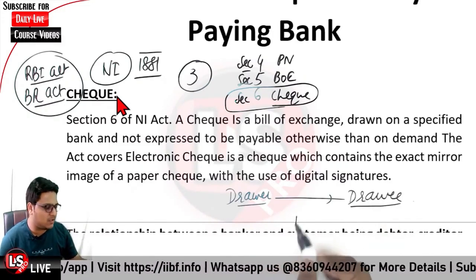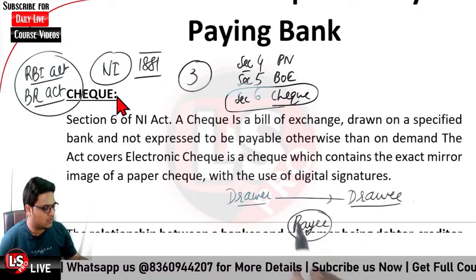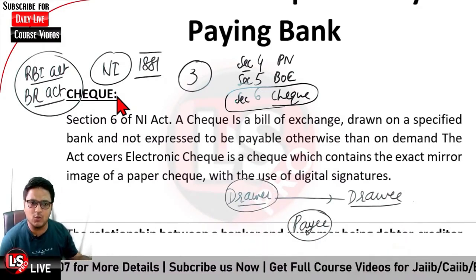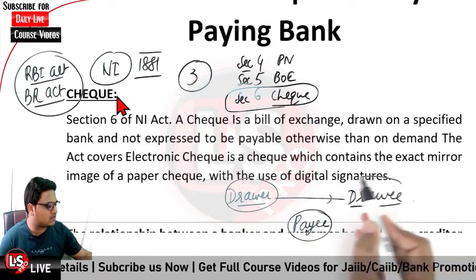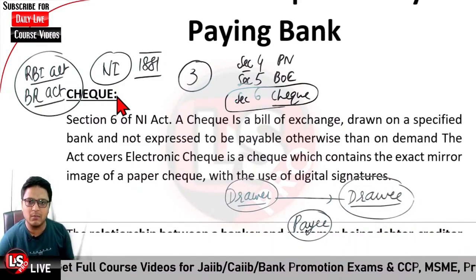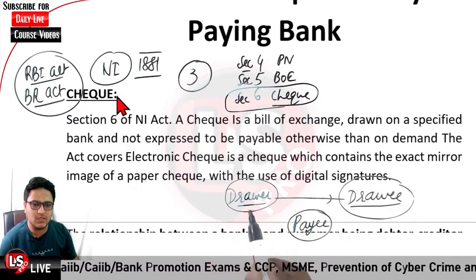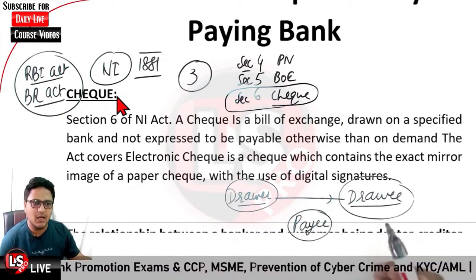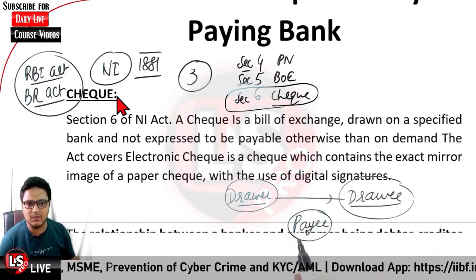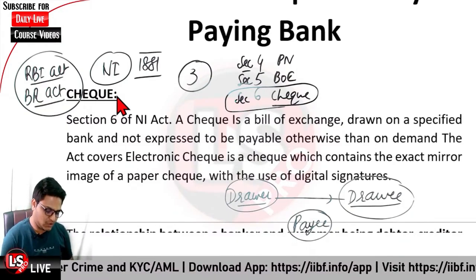And the third party is the payee. By virtue of negotiability, other parties come into the picture. We will be discussing it later, but mainly 3 parties are there. The drawer is an account holder maintaining an account with the bank, the drawee is the bank where he is maintaining the account, and the payee is the person to whom the drawer wants to pay ultimately.